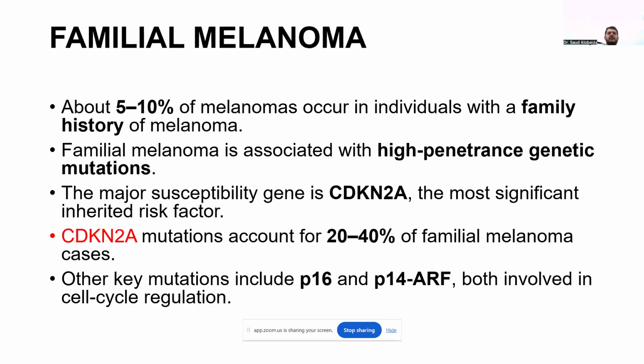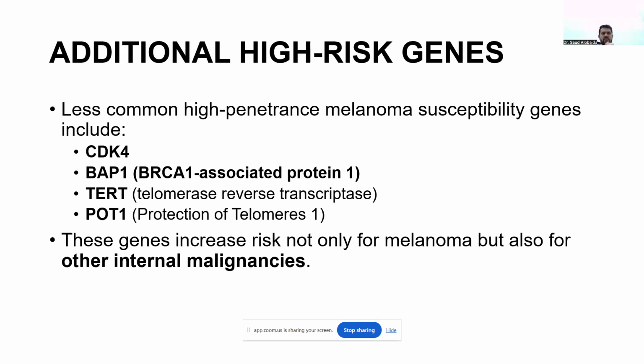Familial melanoma accounts for around 5 to 10% of melanoma. It has high penetrance from a genetic point of view. The major one, as it's telling you, is CDKN2A. The reason is that it not only causes melanoma, it could also cause tumors in other organs or locations. And you can see other key mutations have been involved. And these are other mutations. Each one presents with different types of tumors and other features compared to each other.